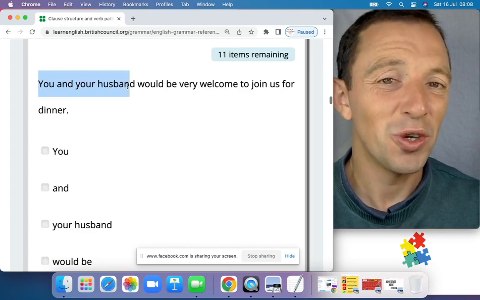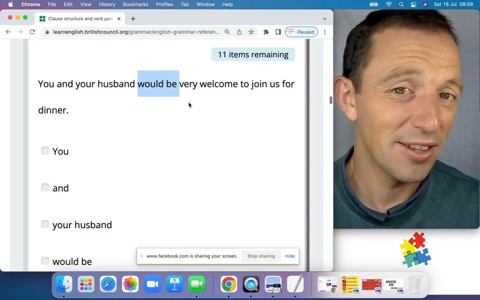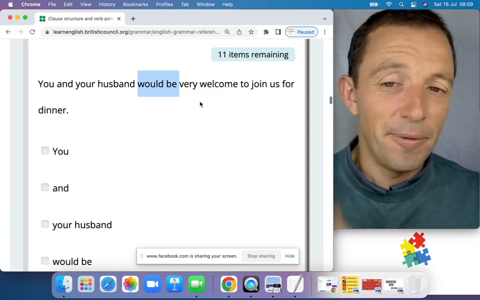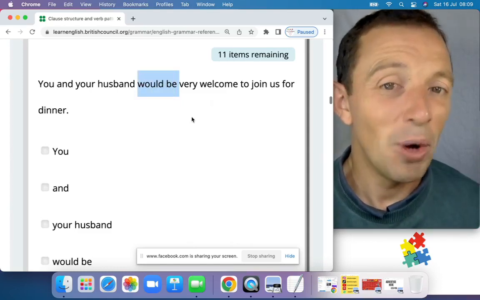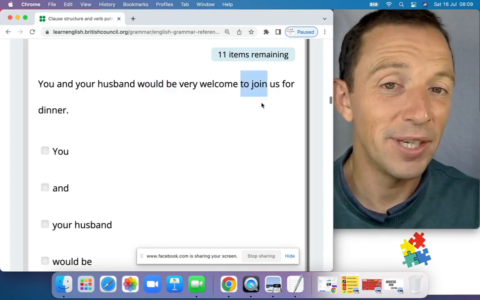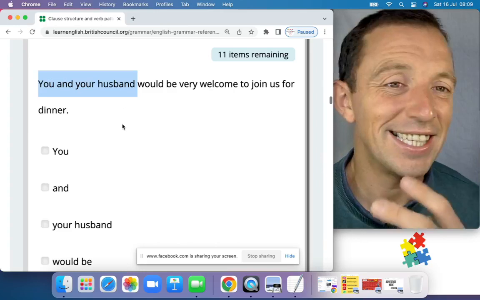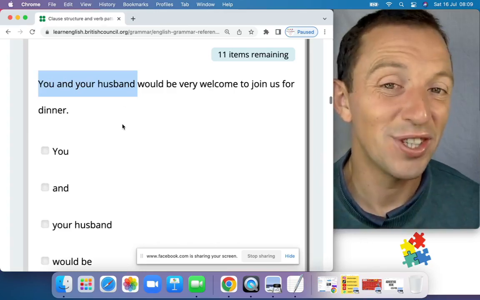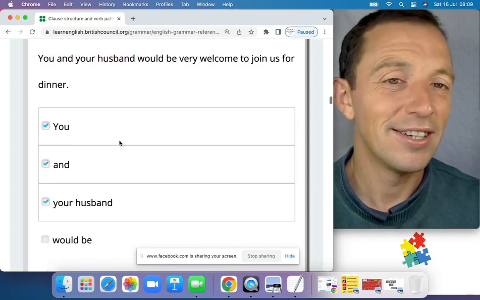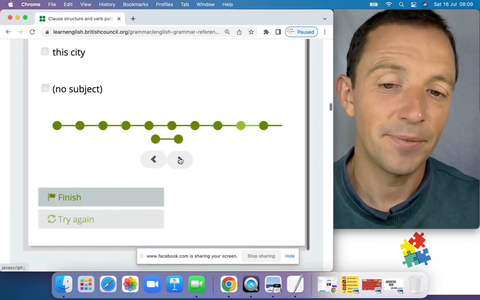You and your husband would be very welcome to join us for dinner. So a lot of clauses. The verb is the verb to be, and this is the modal as well. Would be, hypothetically, you and your husband would be very welcome to join is another verb, us for dinner. The subject, you and your husband, that is the noun phrase, also known as the subject because it's a phrase, a noun phrase. You and your husband, I think, are the subjects or the noun phrase of this sentence. Okay, next, 4 more.